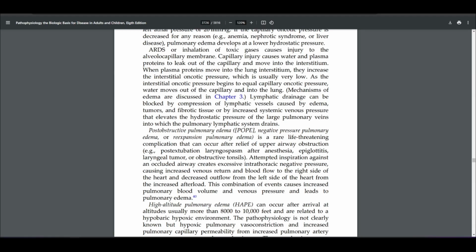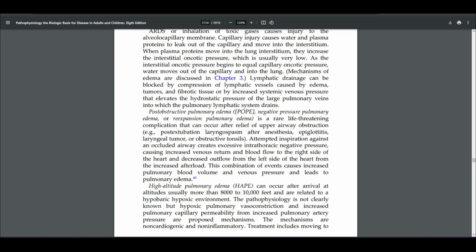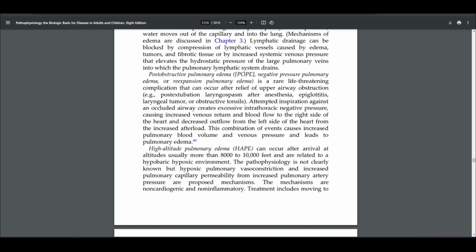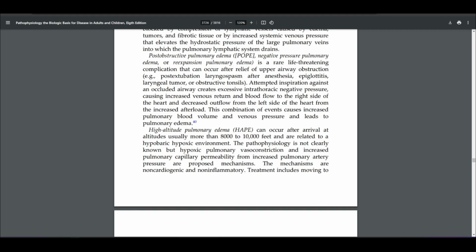Lymphatic drainage can be blocked by compression of the lymphatic vessels, caused by edema, tumors, or fibrotic tissue, or by the increase in the systemic venous pressure that elevates the hydrostatic pressure of the pulmonary veins, into which the pulmonary lymphatic system drains. Post-obstructive pulmonary edema, the POPE, also called negative pressure pulmonary edema or re-expansion pulmonary edema, is a rare life-threatening complication that can occur after relief of upper airway obstruction, such as post-extubation laryngospasm after anesthesia, epiglottitis, laryngeal tumor, or obstructive tonsils.